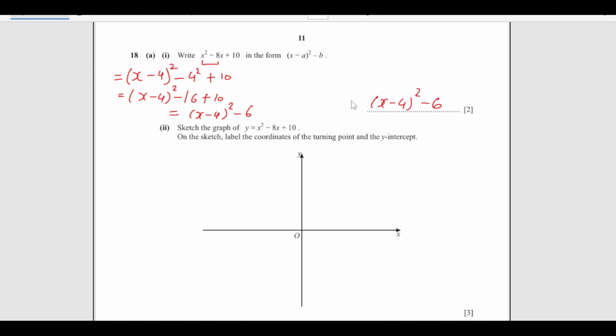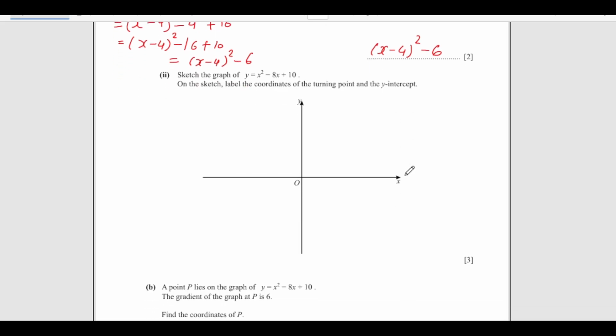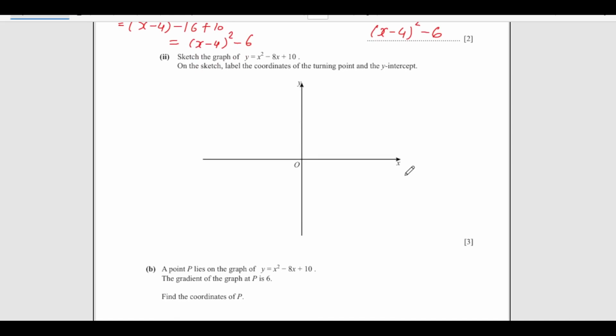Okay. Now part 2, sketch the graph of y equals x squared minus 8x plus 10. On the sketch, label the coordinates of the turning point and the y-intercept. So this is a 3 marks question. Again, you have to be very careful. Now first of all, we need to have the points, you see we don't have anything here, so everything we have to find out.